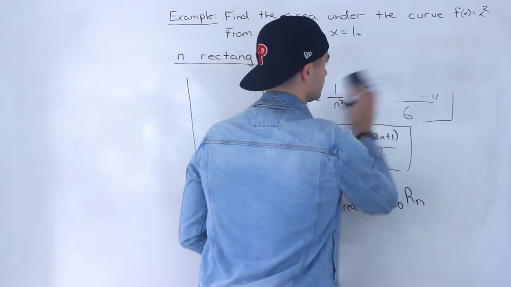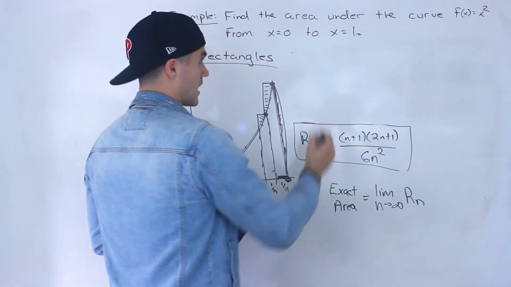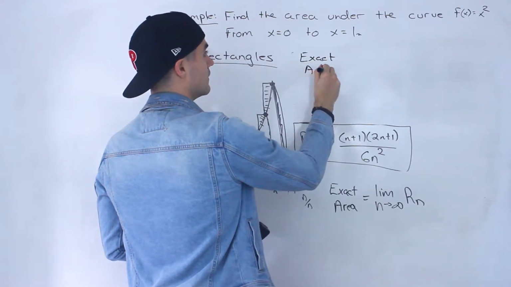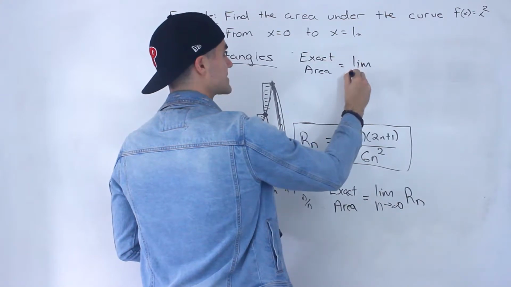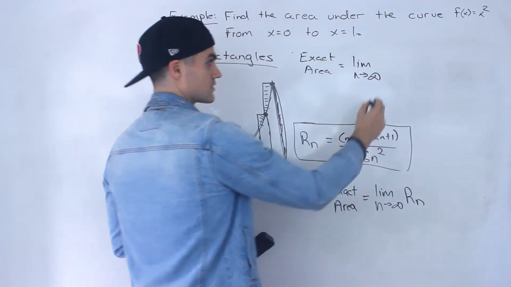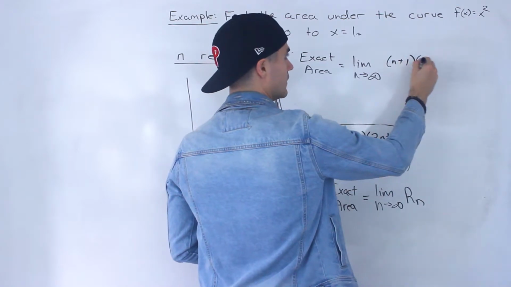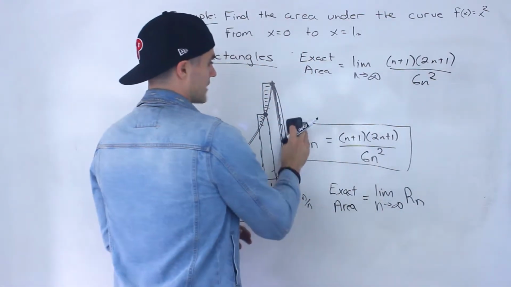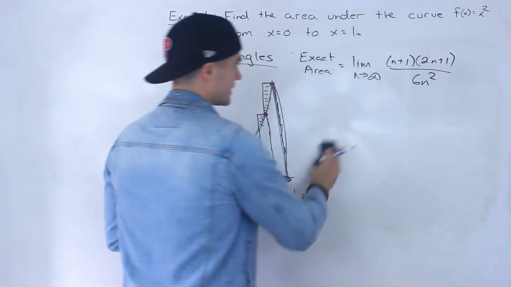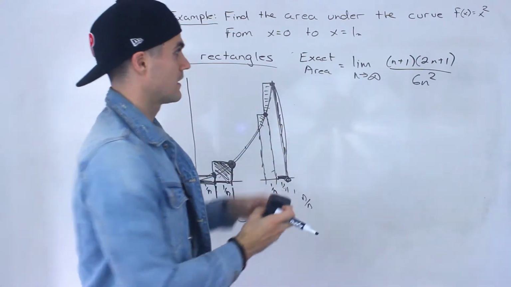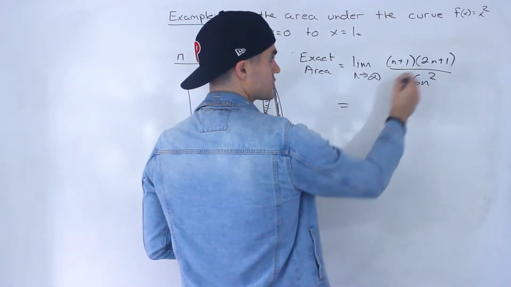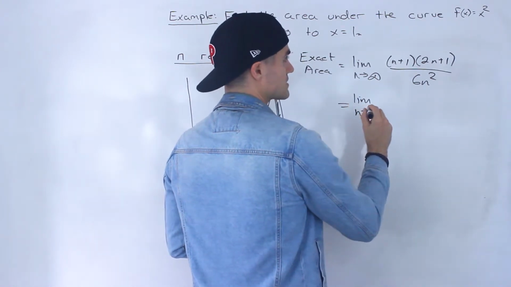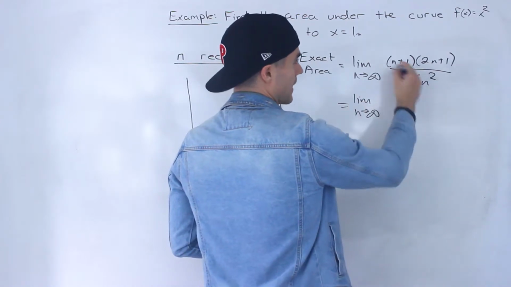So what we can do is, the exact area is going to be the limit as n approaches infinity of this expression here: n plus 1 times 2n plus 1 all over 6n squared. And so notice that this here is actually a limit at infinity. And so to solve it, I'm actually going to expand these brackets here. You don't necessarily have to, but I'm going to just expand them because it's only 2 brackets.